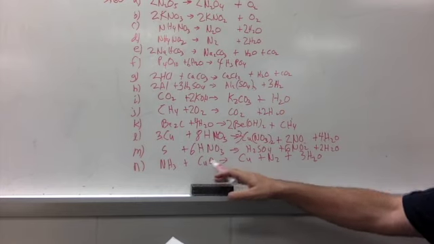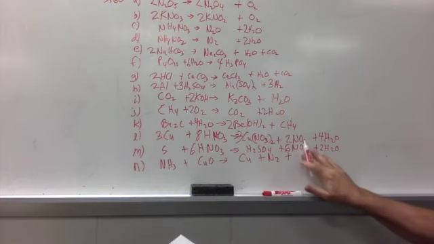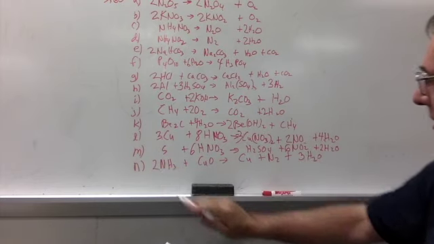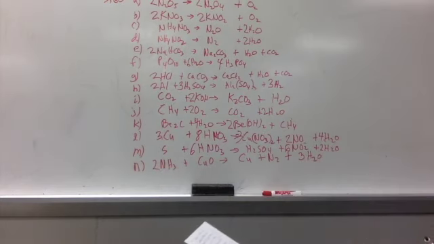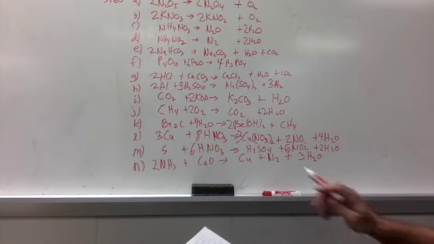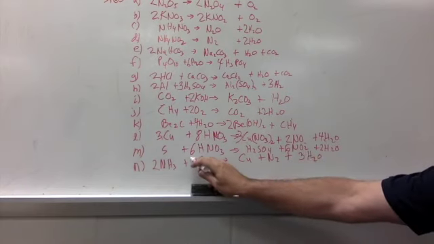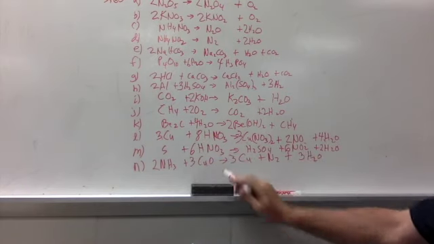NH3, water. I'm going to need to triple the water and double this to get an equal number of hydrogens. Least common multiple of 3 and 2 is 6. 2 nitrogens, 2 nitrogens. 3 oxygens, so I'm going to need 3 here and 3 here.